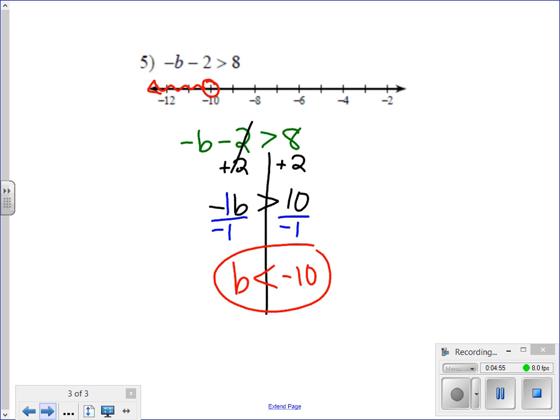If you have questions on any other problems on this practice, please look at the key that's posted on Canvas or come in and ask your instructor for help.